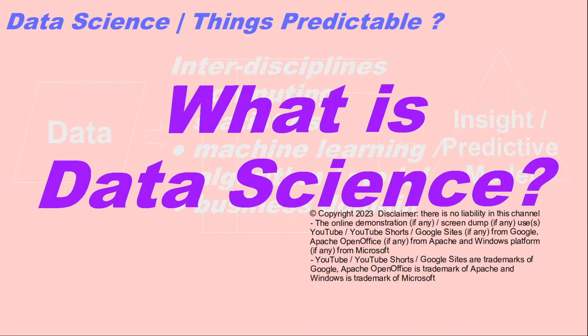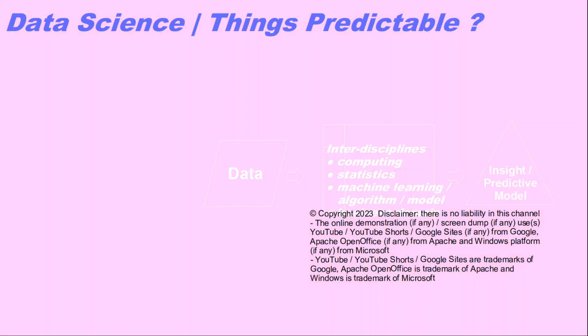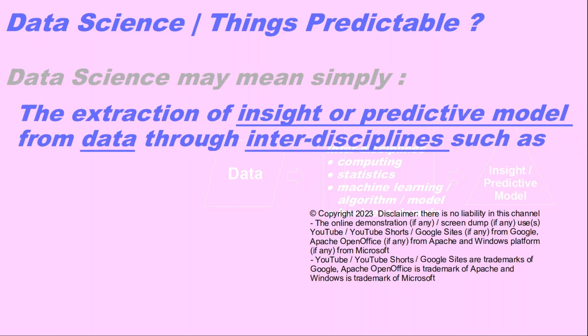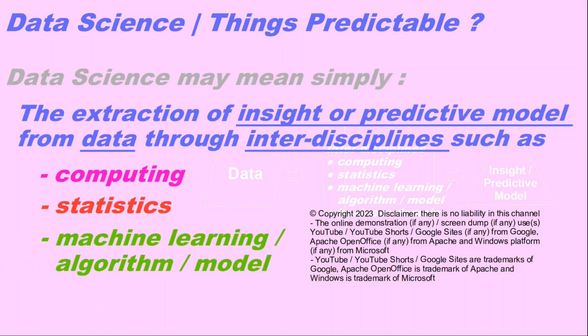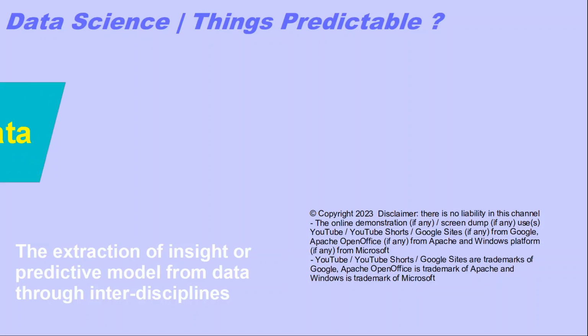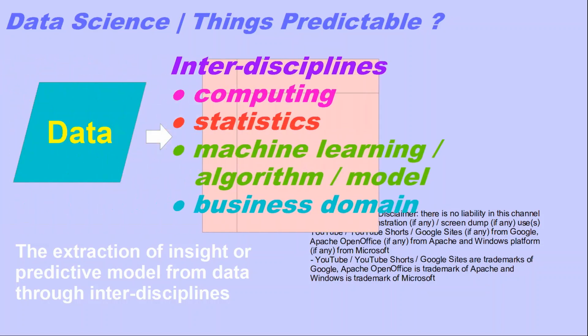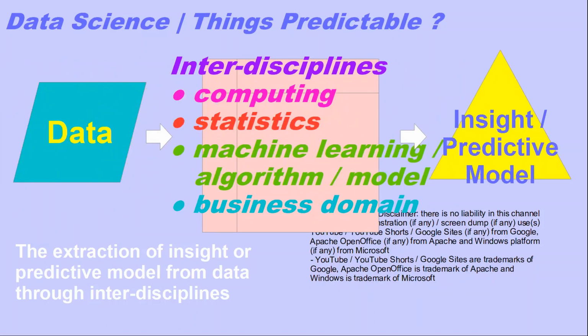What is data science? Data science may mean simply the extraction of insight or predictive model from data through interdisciplines, such as computing, statistics, machine learning or algorithm or model, business domain. The input of data science is data. The processing of data science is through interdisciplines. The output of data science is insight or predictive model.